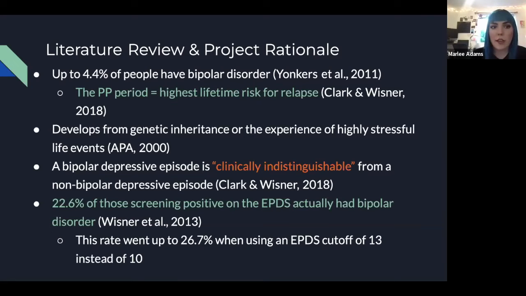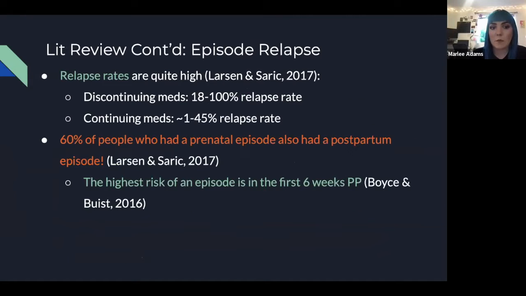So just to speak briefly to the risks of relapse, this is something I could talk about quite a bit, but the relapse rates do vary depending on if someone stays on medication, discontinues it, or wasn't on it at all. Relapse rates are high in general, but people who discontinue their medication in pregnancy or postpartum have up to a 100% chance of having an episode, while people who stay on their medication have up to a 45% risk of having an episode. So while that number is still high, it is significantly decreased from the people who are discontinuing their medication in the perinatal period.